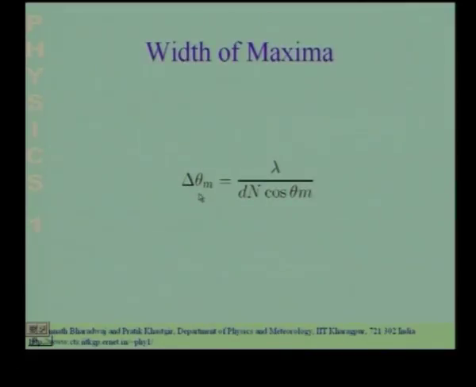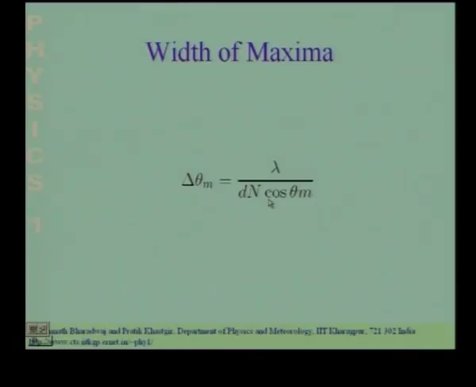So, the width of the mth order principal maxima is lambda by d n cos theta m. d is the distance between the oscillators. So, as I increase the distance between the oscillators, the primary maximas become sharper. If I increase the number of oscillators, the width of the primary maximum becomes sharper, it gets smaller. The primary maxima itself gets sharper.